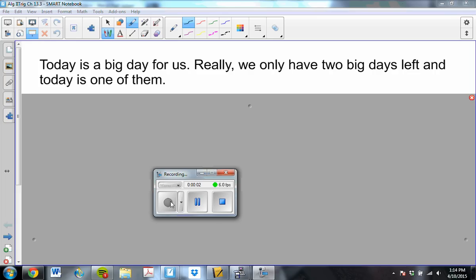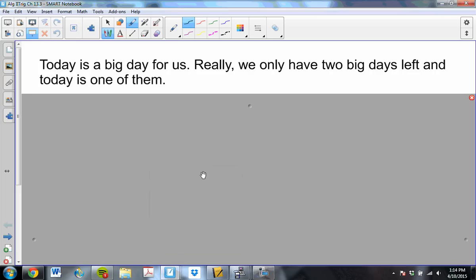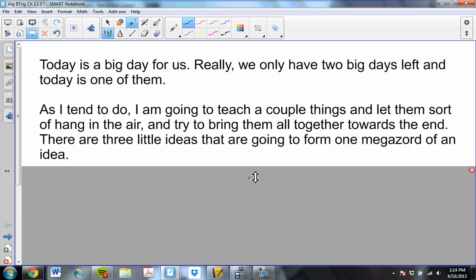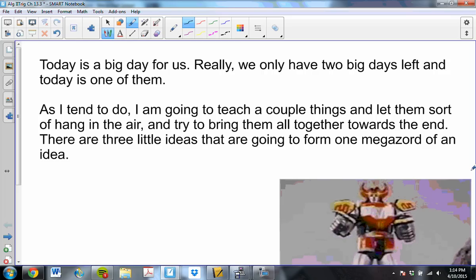Okay, big day today. One of our last big days of the year, actually. I'm going to take a few ideas and let them sit in the air for a little bit and then bring them all together towards the end. We take a bunch of these ideas and piece them together to make some big, awesome new creation of an idea, kind of like a Megazord, for those of you that know your Power Rangers.